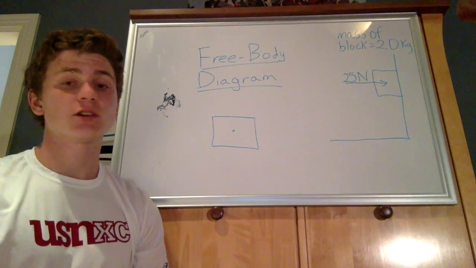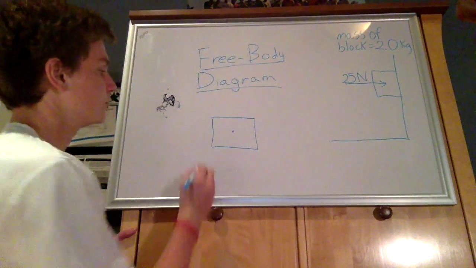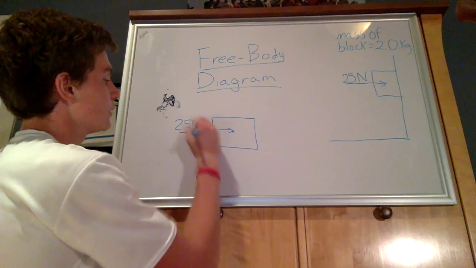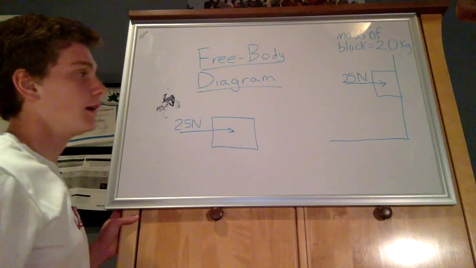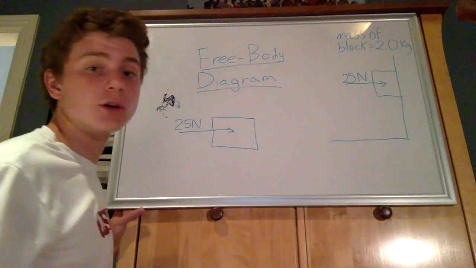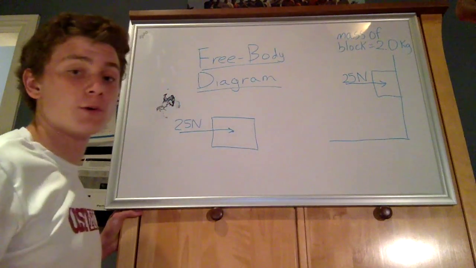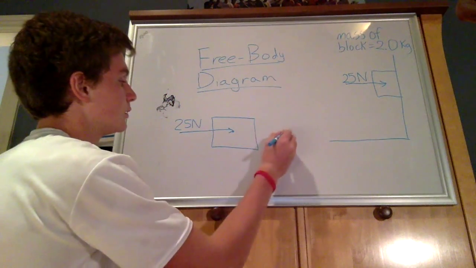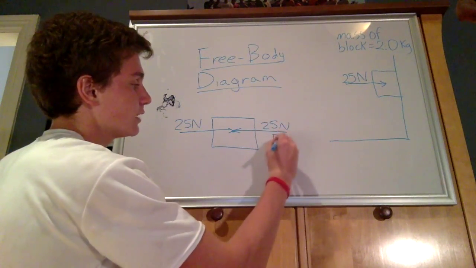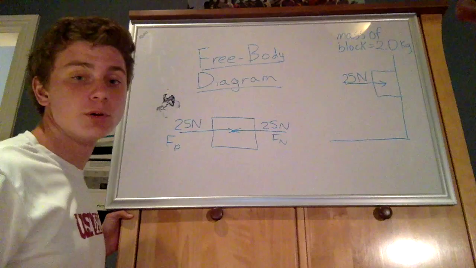To start, let's draw a free body diagram. So, from our initial drawing in the problem, we know that there's a 25 Newton force coming into the block, right? And because there's a 25 Newton force coming into the block, and the object is not moving horizontally, there must be an opposite 25 Newton normal force coming from the wall. So this is the Fn, the normal force, and this is the F, we'll call it P for F push.